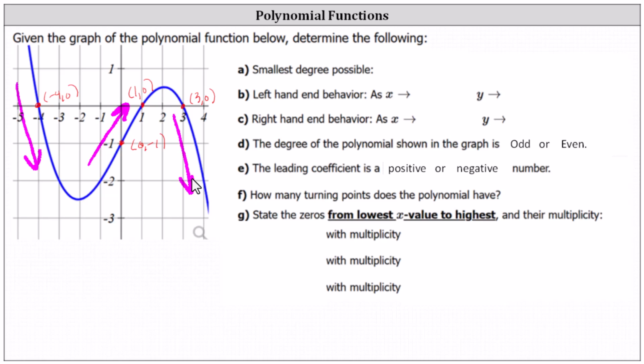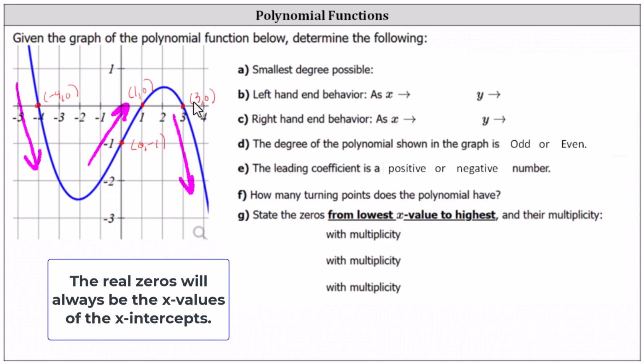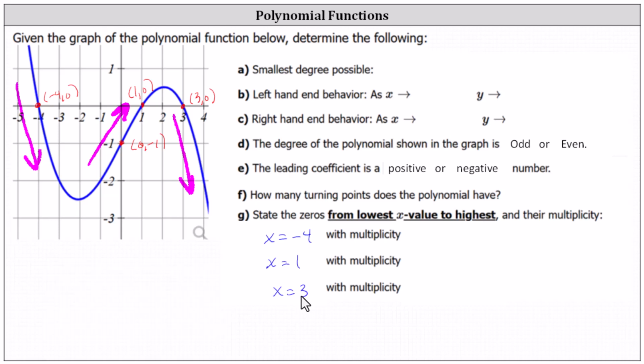Let's begin with g and state the zeros. The zeros are the x values for which y, the function value, is 0. This indicates the zeros are x equals -4, x equals 1, and x equals 3. Because the graph passes through the x-axis and does not flatten at all, each of the multiplicities is 1.